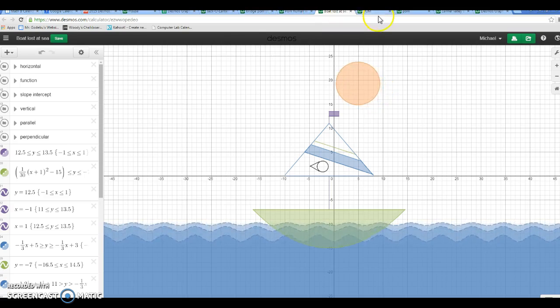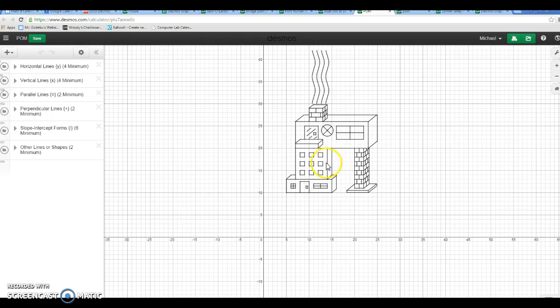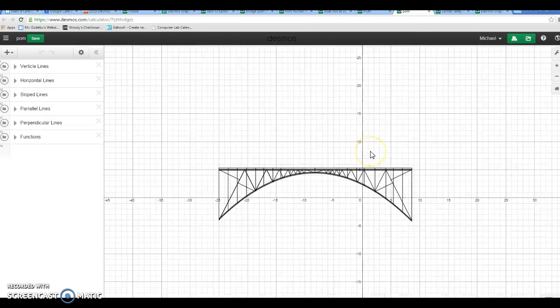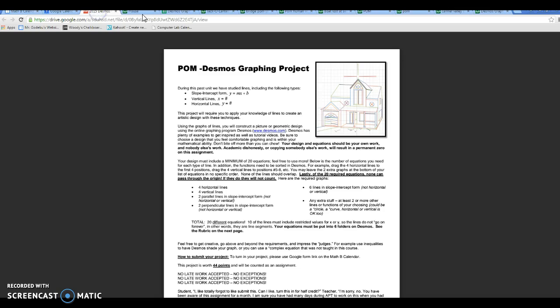Let me show you a pretty awesome three-dimensional house here that a kid made. And let me show you another one. A kid made a bridge. I'm just zooming in here. It's pretty incredible. So these are examples of really good ones, and then some pretty good ones, and then some pretty not so good ones. So essentially, you're going to design a picture. Let me tell you what your instructions are going to be.